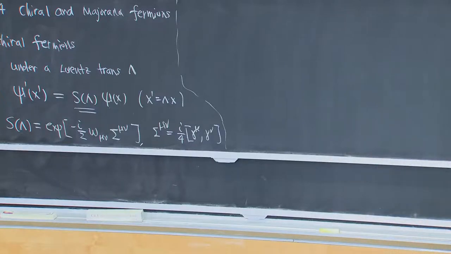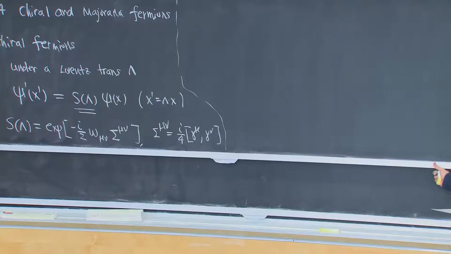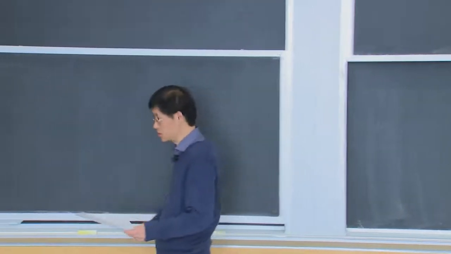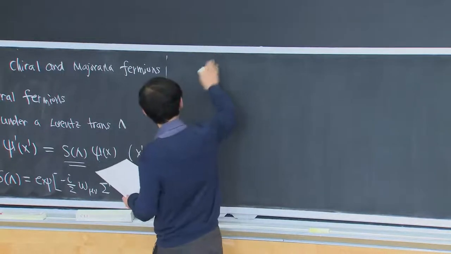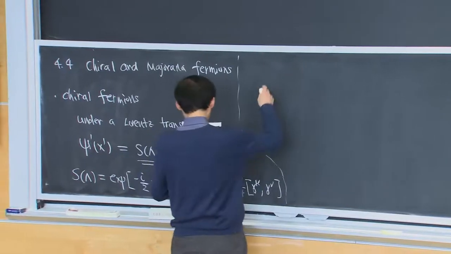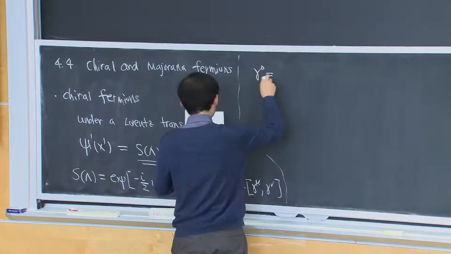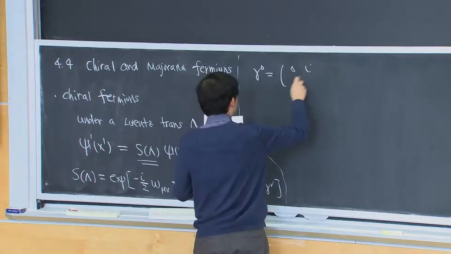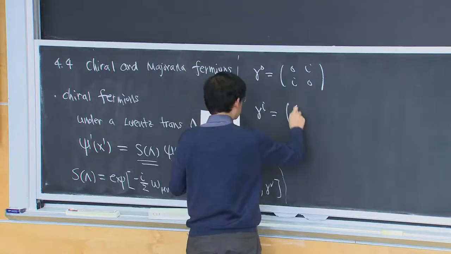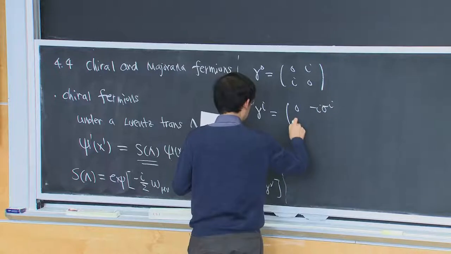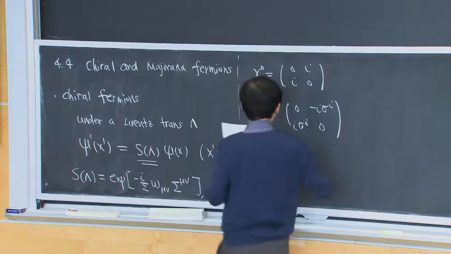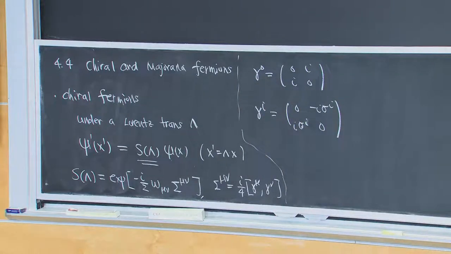So we first talk about the chiral fermion and one way to do it. For this purpose, we will look at a specific representation of gamma matrices. Now I will use a representation which is different from what you have seen. So we consider the following one: gamma zero equals (0, I; I, 0), and gamma I equals (0, sigma I; minus sigma I, 0). Okay, so look at this choice of gamma matrices.